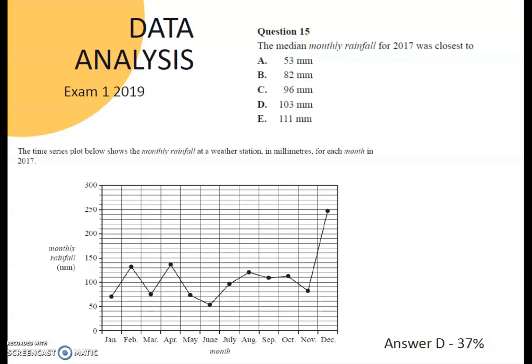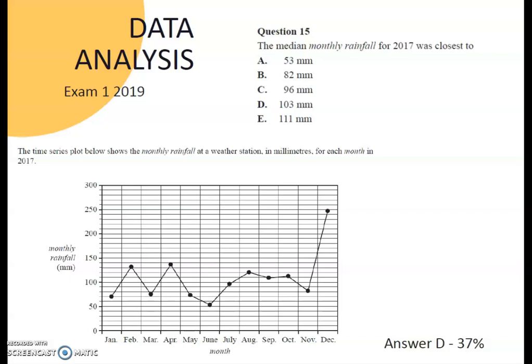Okay, so looking at question 15 now, another median question. We've got a time series plot showing 12 months worth of monthly rainfall, and they're asking us what is the median monthly rainfall for 2017. Okay, so remember with our median, we're going to take all 12 values and we want to find the middle value. So you could put that into your calculator and work it out just using your best estimate for the points that are on the graph there.